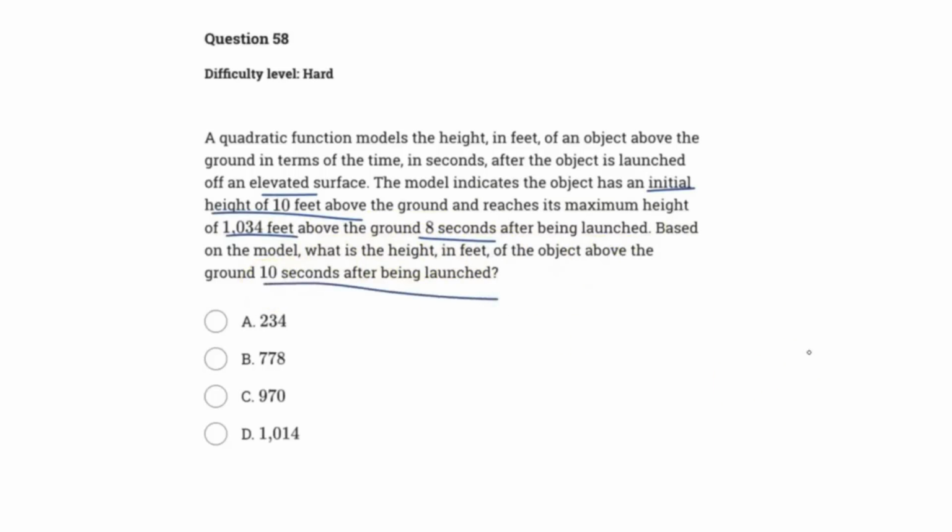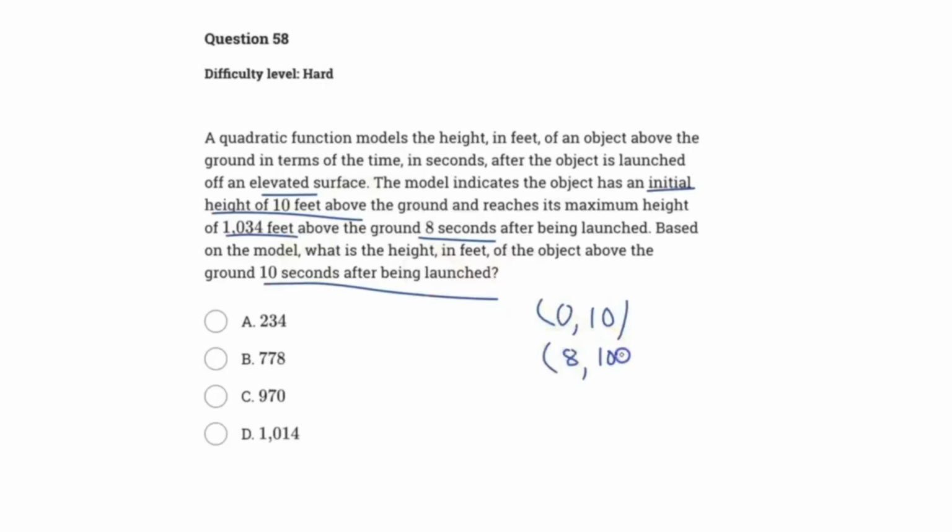So a really easy way to solve this problem is just to use Desmos, right? I know, it's crazy. Desmos is so easy to use. The only problem here is you have to do a little extra thinking, because they don't give you all the coordinate points that you need. We do know a couple things. We know that the initial height is 10 feet above the ground, so when x is 0, we're going to have a value of 10. That's our first coordinate point. And they also give us the maximum value at 8 seconds after being launched.